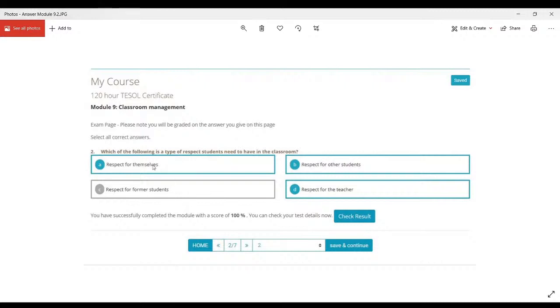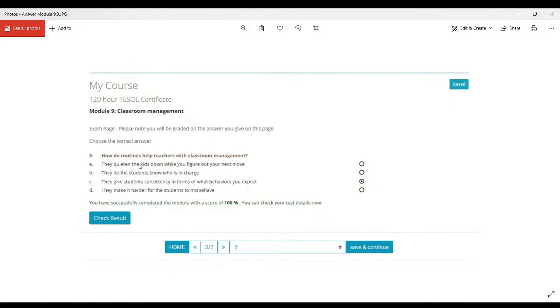Number two, which of the following is a type of respect students need to have in the classroom? Alright. Although the choices are arranged alphabetically, first one, from what we studied, is respect for the teacher, right? It doesn't involve only listening. Second is respect for other students. And also, respect for themselves. So these three answers are A, B, and D. Save and continue.